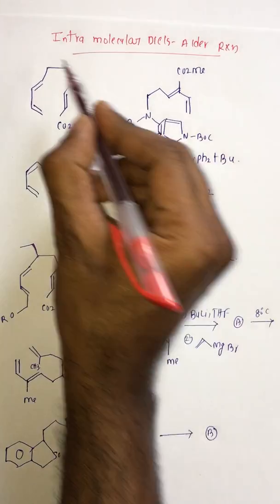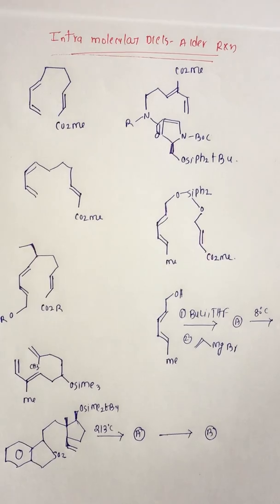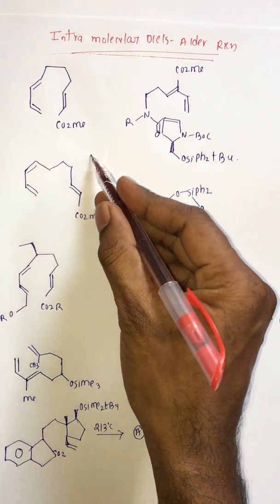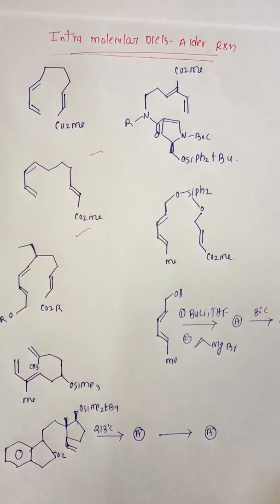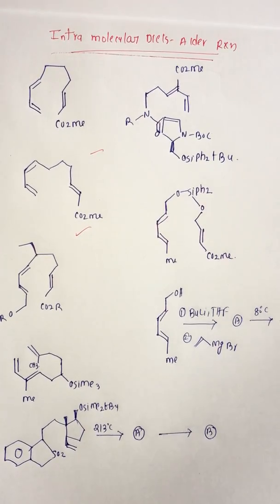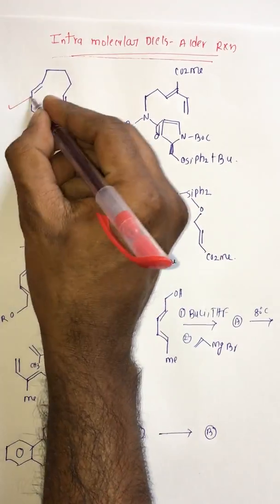So today we are going to talk about the intramolecular Diels-Alder reactions. These are the examples I have taken. In these examples we can see how the intramolecular Diels-Alder reaction goes. First we will see the first one.